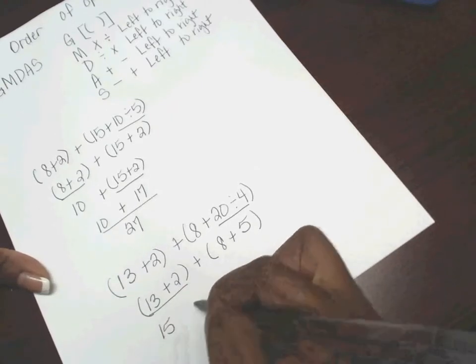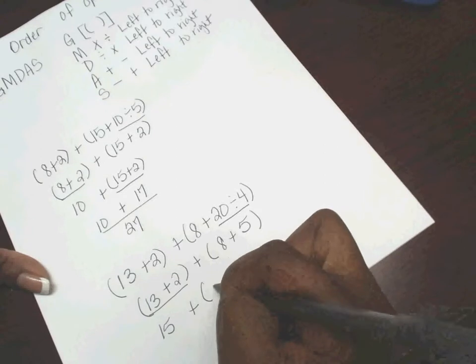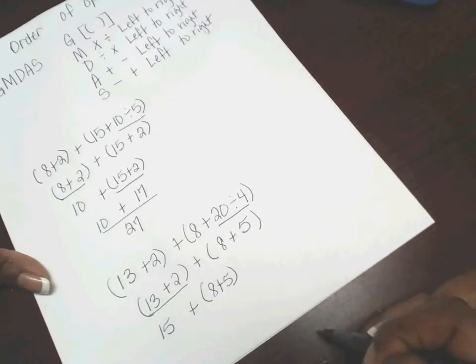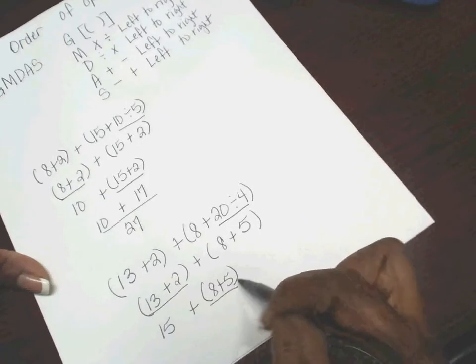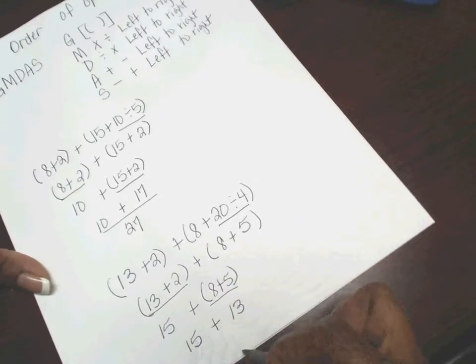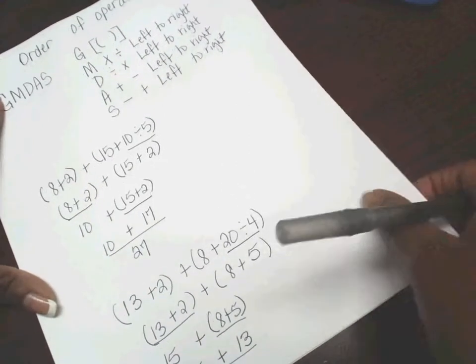13 plus 2 is 15 plus 8 plus 5. We still have parentheses, so we're using our order of operations to do 13 plus 15. And then here, it's 28. Okay? Let's try another one.